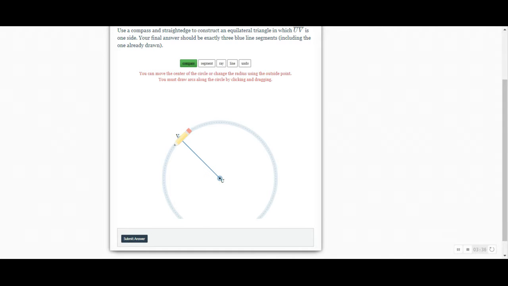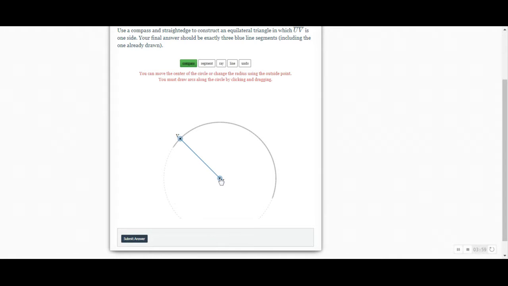So if you put your mouse on the circle, you're going to see a little pencil. So you're going to draw a line going around the circle. Okay, so that means my other point is going to be approximately over here because I want another line that's equidistant to UV.